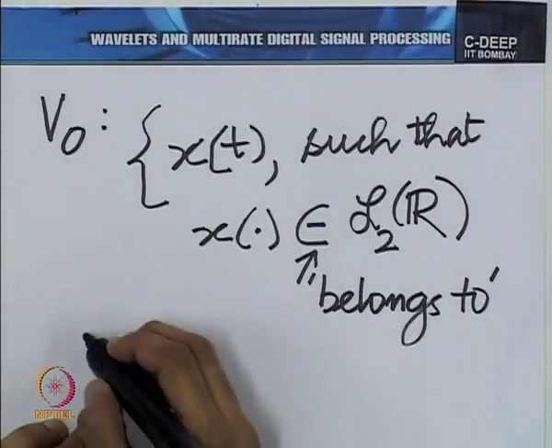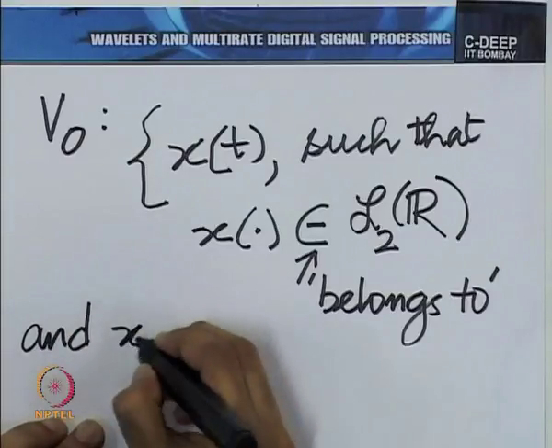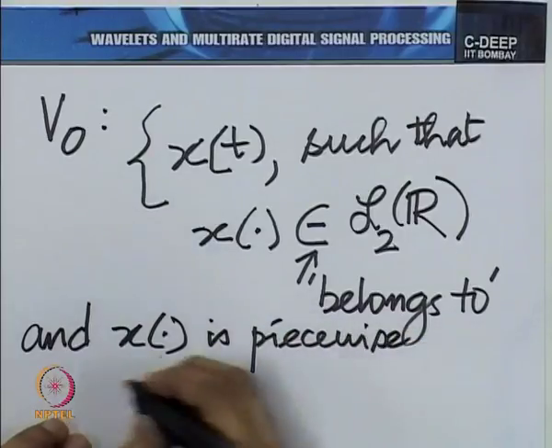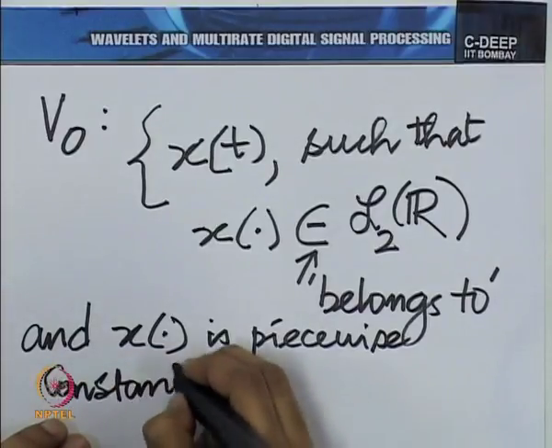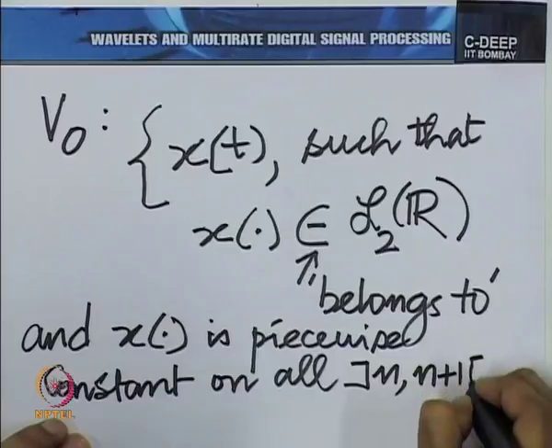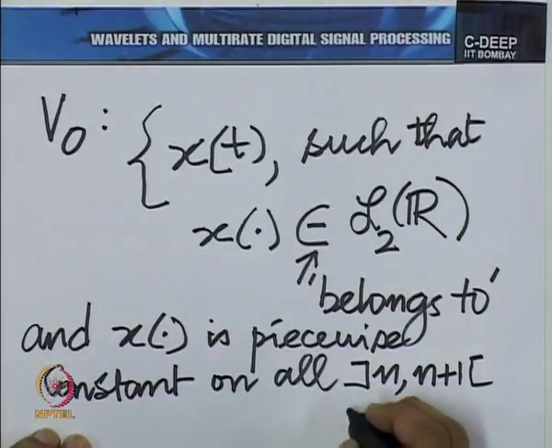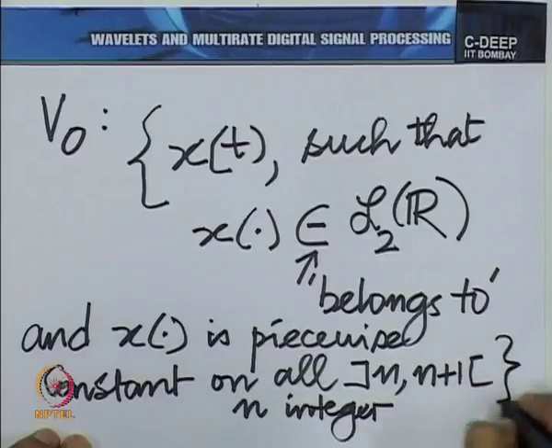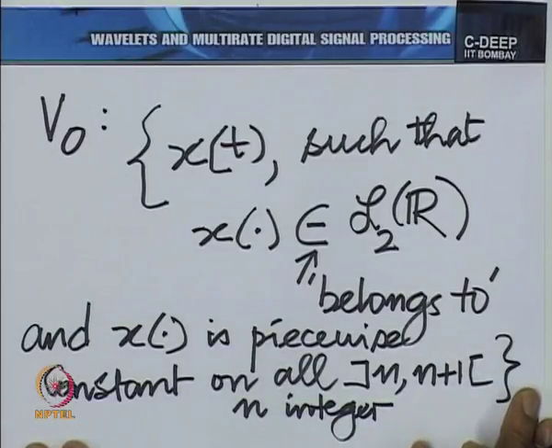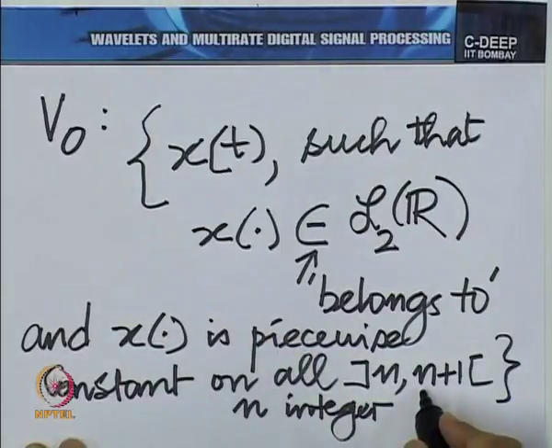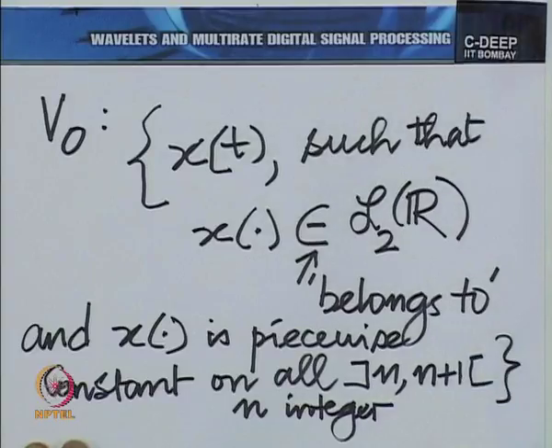So, such that x belongs to L 2 R and x is piecewise constant on all intervals of the form n, n plus 1, n integer. Now, once we have talked about V 0, in fact, the reason for giving the subscript 0 here is that we are talking about 2 to the power of 0 as the size of the interval. That is important enough, I think, to make a noting.